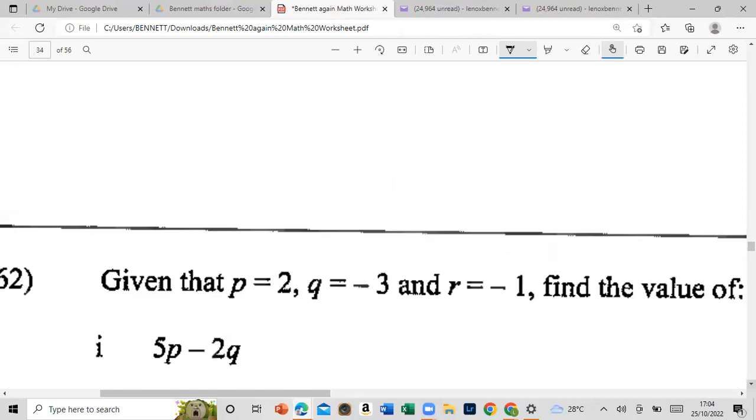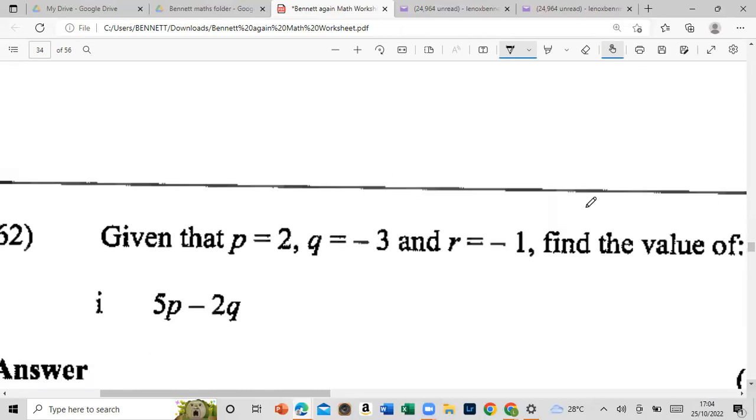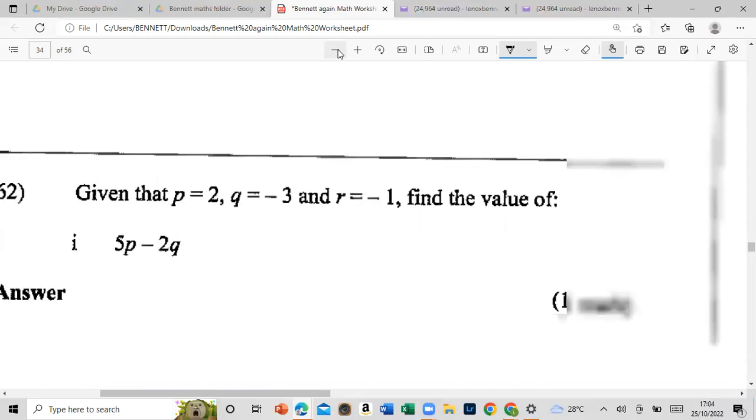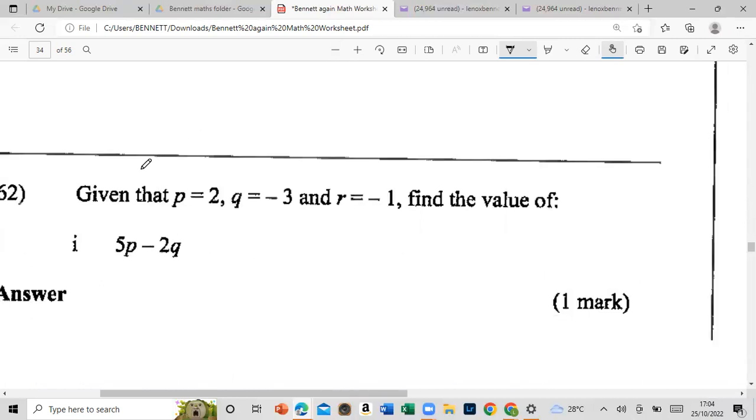Alright, so we get our new numbers. We just zoom in so you can see everything going on in here. Alright, so here we go. It says, given that p is equal to 2, q is equal to negative 3, and r is equal to negative 1, find the value of 5p minus 2q.